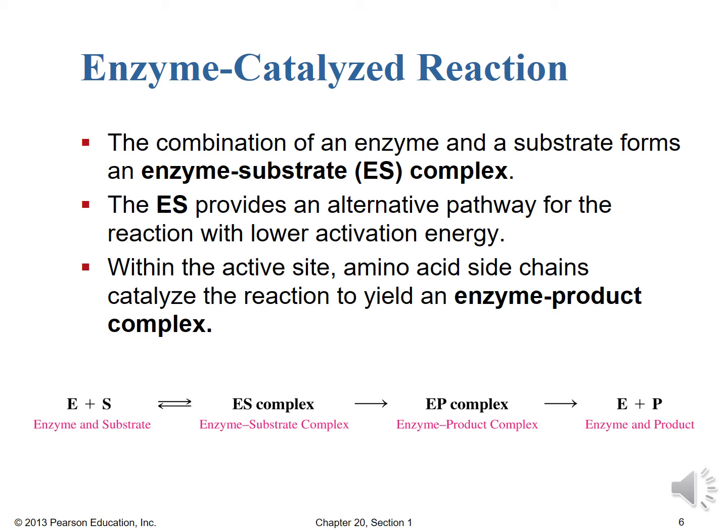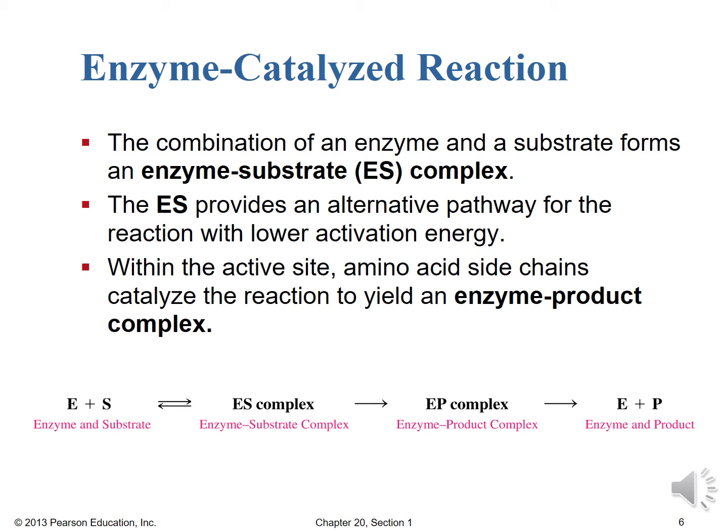So within that active site, we have the amino acid side chains. We mentioned that it's tertiary structure for these mostly globular proteins. They catalyze that reaction by having those side chains hold the substrate in just the right way to yield an enzyme product complex. So there we see the enzyme plus the substrate come together, and notice it's a reversible reaction to form the enzyme substrate complex. Then in a completion type reaction, that goes on to form the enzyme product complex, and finally in another completion type reaction we get the enzyme separate from the product.